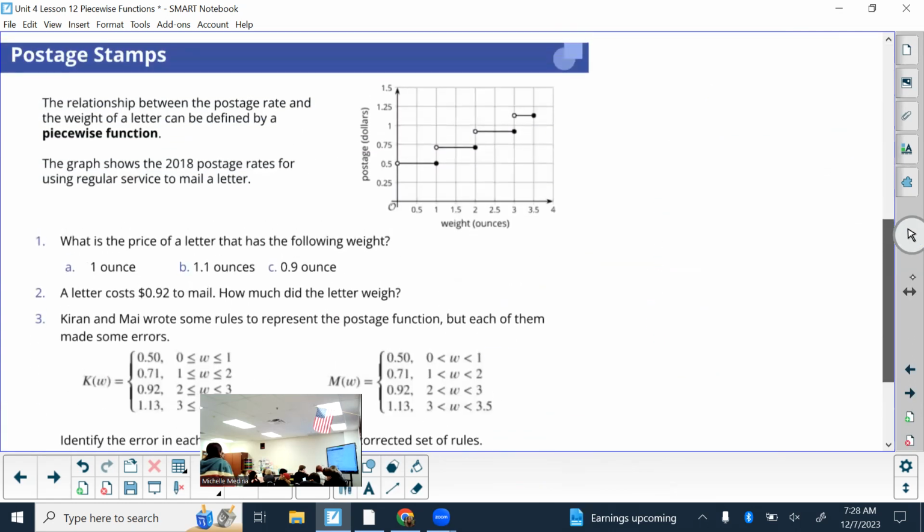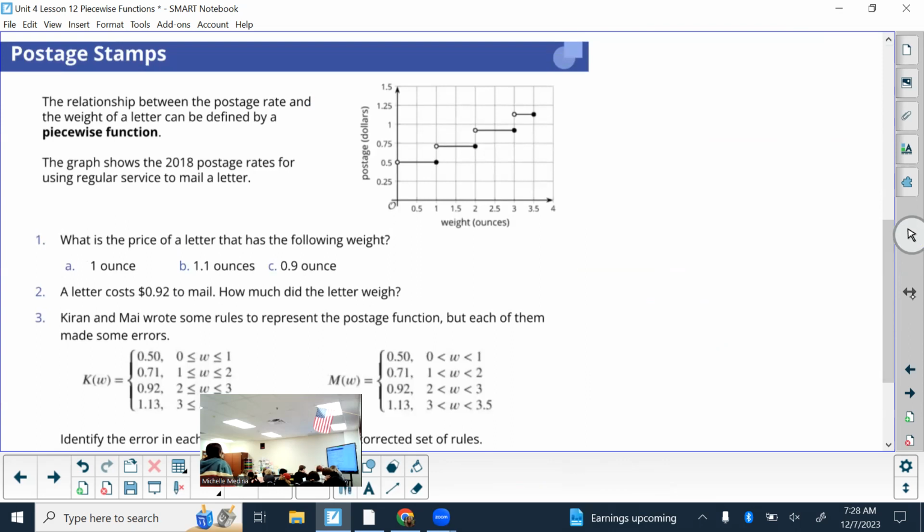Back to the example. The graph shows the 2018 postage rates for using regular service to mail a letter. What is the price of a letter that has the following weight? And then answer, a letter costs 92 cents to mail. How much does the letter weigh? So I'm gonna have you start with these two, just try them out. And then we'll see if you're right. Just based off those two before we move on. Give you another 2 minutes.